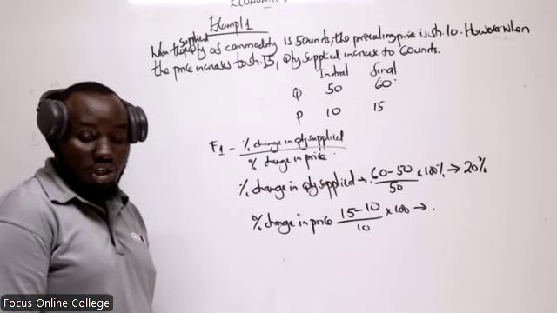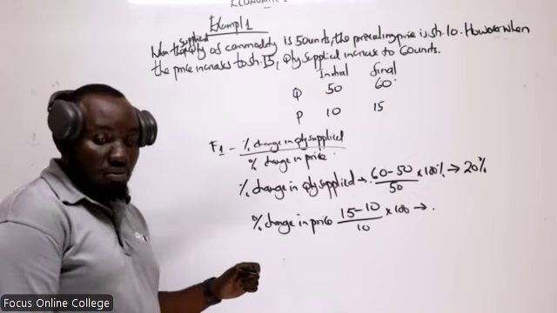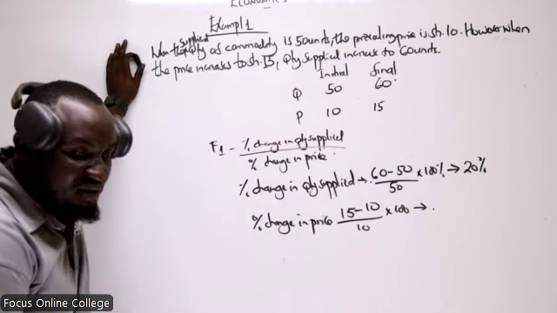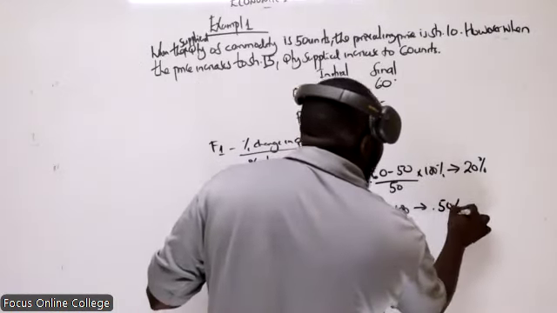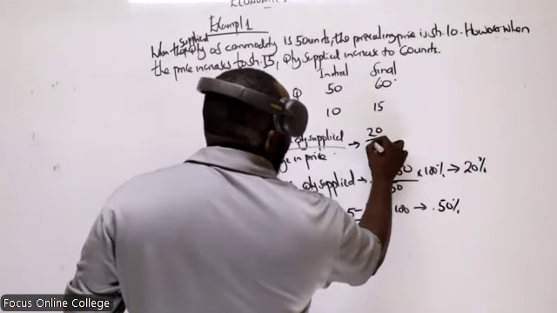What is the percentage change in price? Not 15, I don't think so. If that is 15, that should be 50%. So I come to Formula 1. That is percentage change in quantity over this.